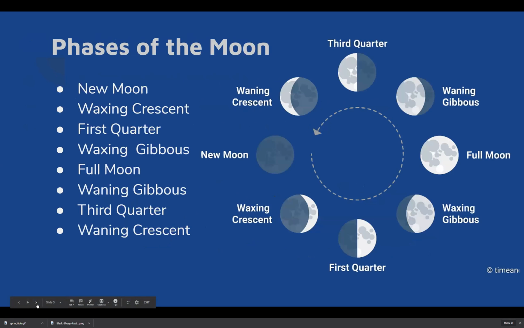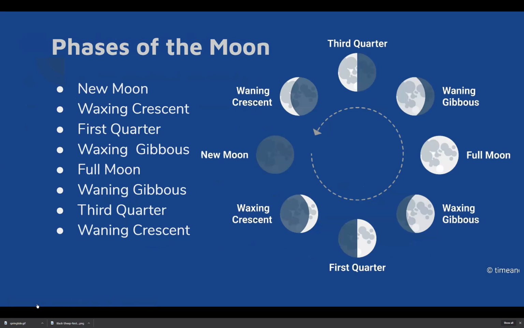Okay, so basically, the moon doesn't produce its own light, but we can see it because it reflects the light of the sun. But because the Earth and the moon are constantly moving around the sun, it changes positions. And the sun can be partly blocked out by the moon, or by the Earth, or just the positioning of both. So we see different shapes, and we call these the phases of the moon.